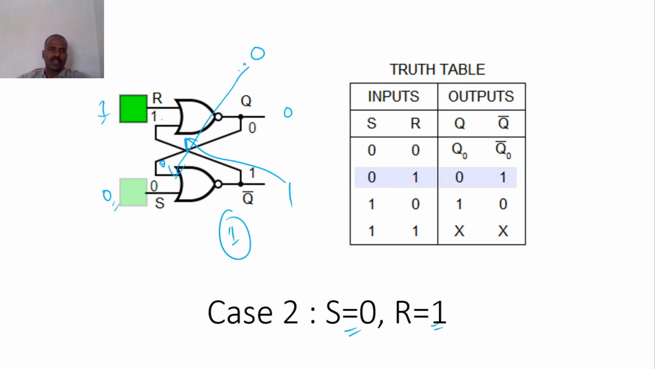So this is 1, this is 0. See, we got Q is equal to 0 and Q bar is 1, and this condition is called the reset condition. Case number 2 is over.